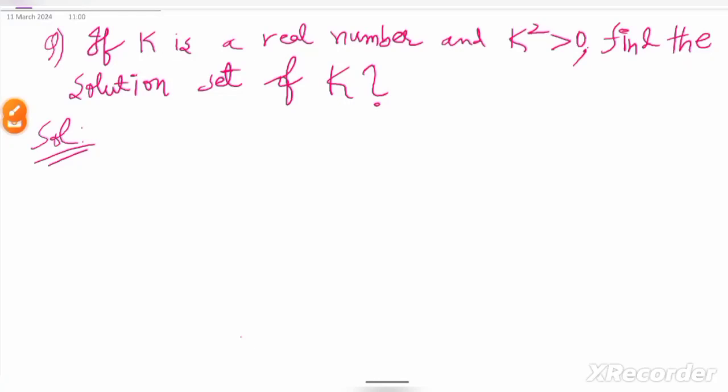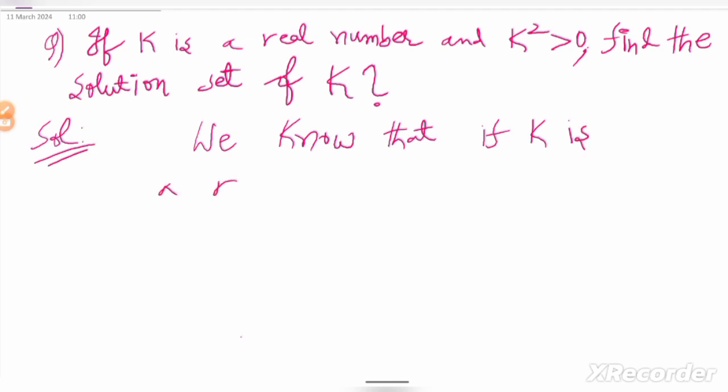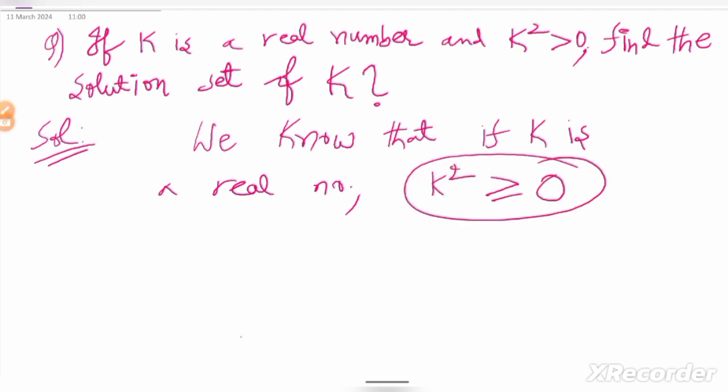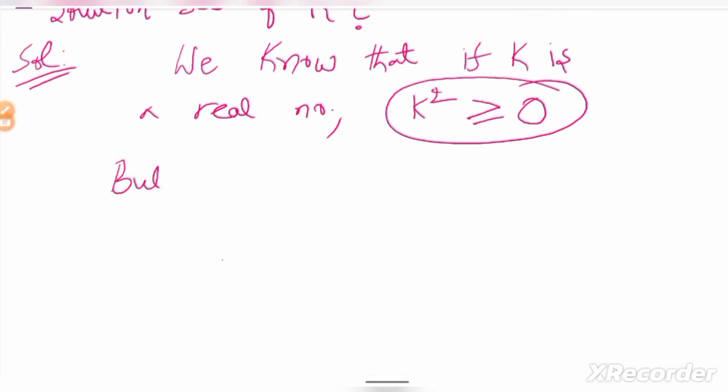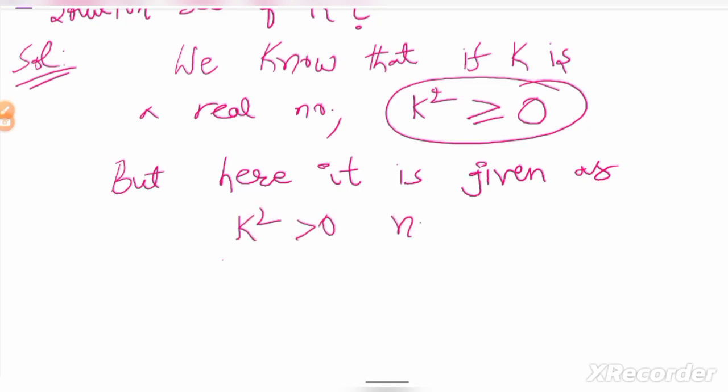So if k is a real number and k square greater than 0, we have to find the solution set of k. We know that if k is a real number, k square is always greater than or equal to 0. But here it is given as k square greater than 0, not k square greater than or equal to 0.